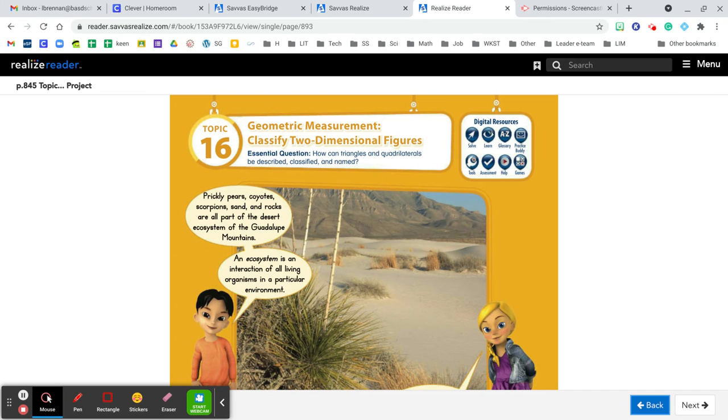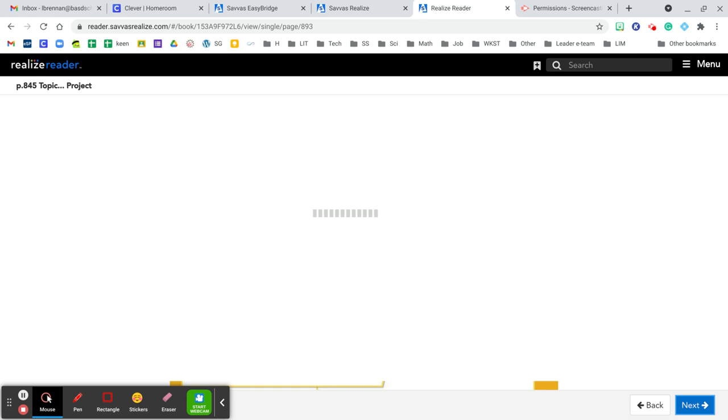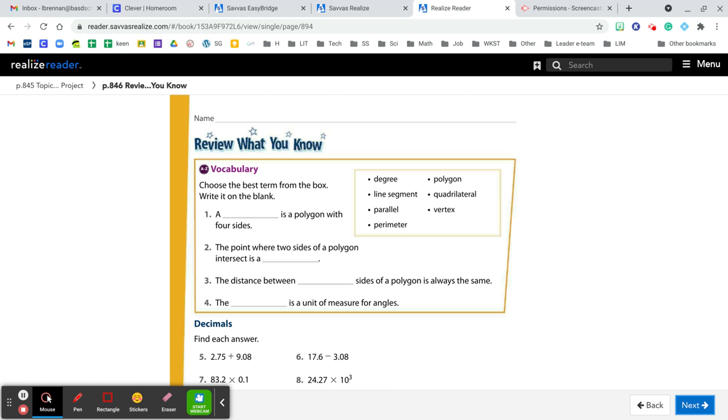All right, today we're doing topic 16, geometric measurement, classifying two-dimensional figures. Let's review some vocabulary. Choose the best term from the box, write it on the blank. A blank is a polygon with four sides. Four sides is the key there.